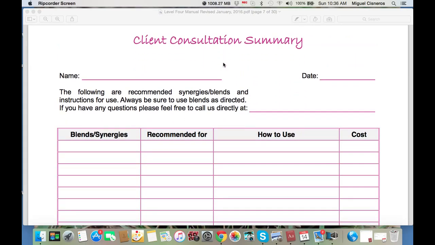So, their name, date, your name could be placed on top. By the way, you can take a copy of the questionnaire and a copy of this and use it in your practice, and you can place your information on the top of both copies, so this becomes personalized for you.